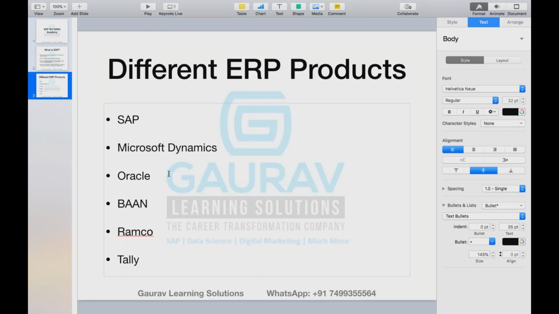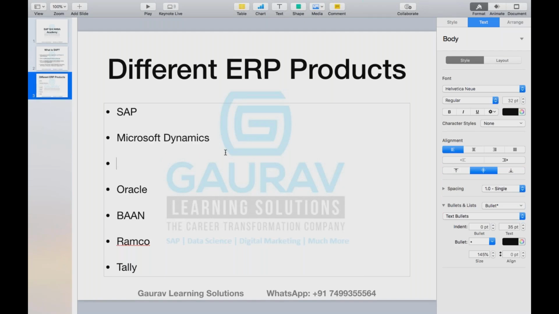So now the thing is, although we can say these are the ERP products, again, it totally depends upon the size of the company. For example, Microsoft Dynamics, and there is another product from Microsoft, which is Microsoft Navision. Microsoft themselves tell that these two products are mainly for small and medium scale industries. These are not for huge companies.